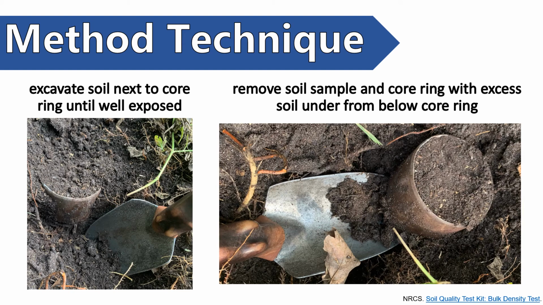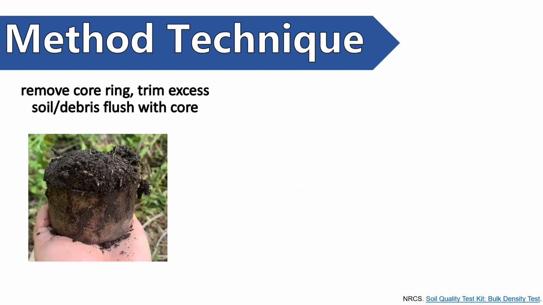Next, you want to remove the soil sample in the core ring with an excess of soil from below the core ring. This will ensure that we have captured the entire sample inside of the core ring, and we can remove the excess more carefully, making sure that we have an intact sample. Now you finally get to remove the core with the sample. Trim the excess soil and debris so that it's flush with the core.